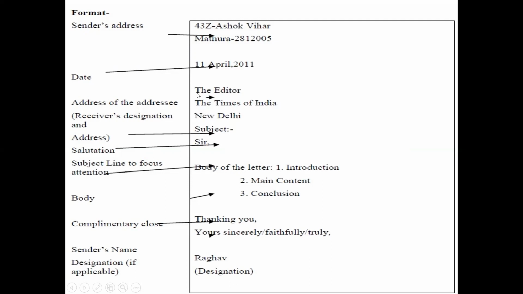First one, the designation. If you are asked to write a letter to the principal, you can write here the principal. If you are asked to write a letter to the manager, you can write the manager, and so on. This is followed by the address of the organization, here the editor, The Times of India, New Delhi, which is followed by the subject part. Here the subject part should be concise and very brief. Don't write lengthy sentences in the subject part. And here in the subject part, you have to put a colon followed by a dash.